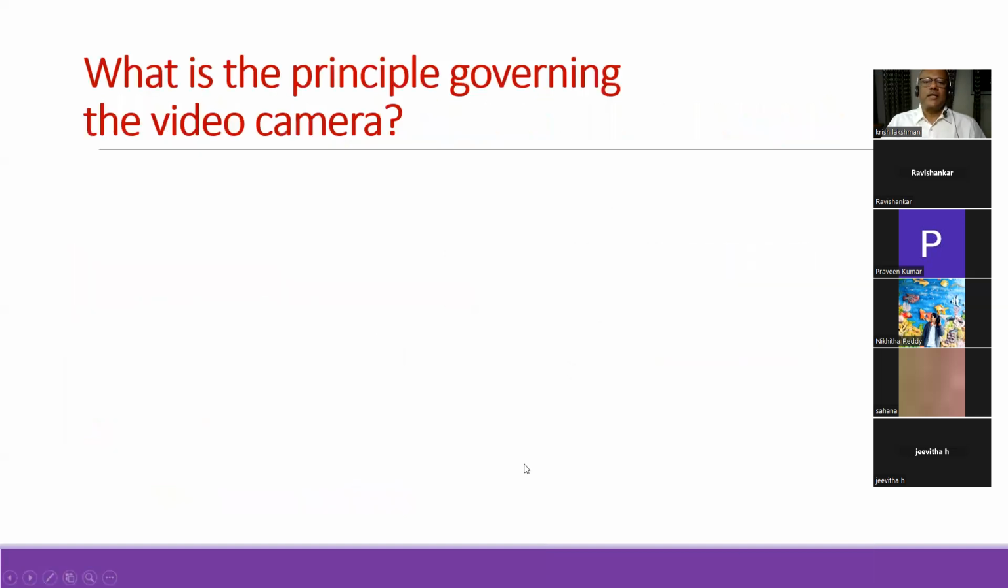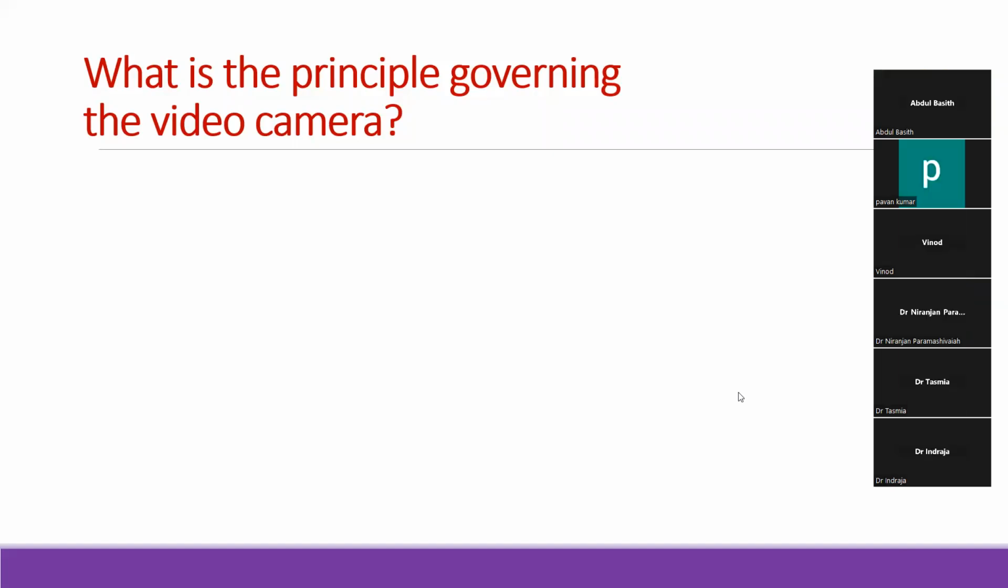All right. Now, what is the thing that works? What is the basis of our video camera? Sahana, can you take that? What actually gives you the picture?